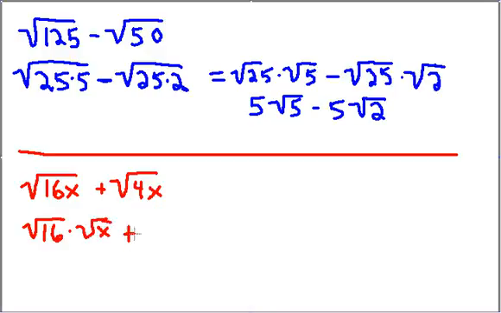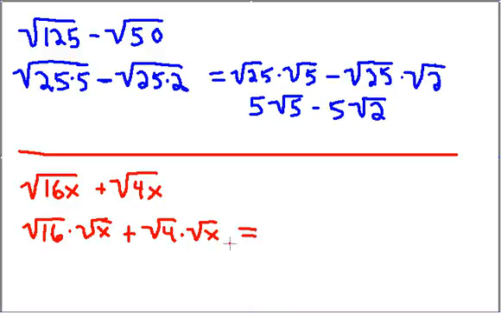plus radical 4 times radical x. So what I've done here is I've taken our radical 16x and I've just rewritten it as radical 16 times radical x. 16 is already a square, so I don't have to do anything here. Radical 4x is the same thing as radical 4 times radical x. Radical 4 is also a square, so there's nothing to do here as well.